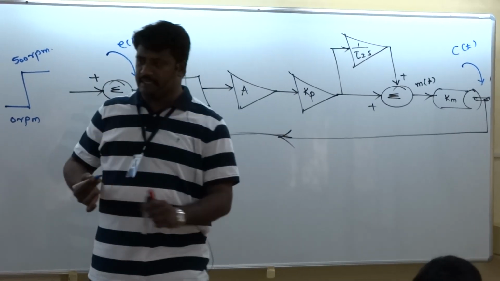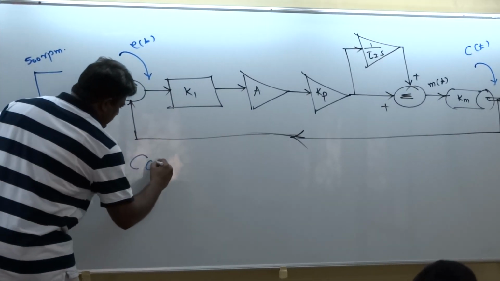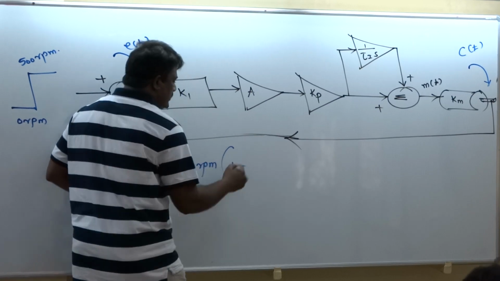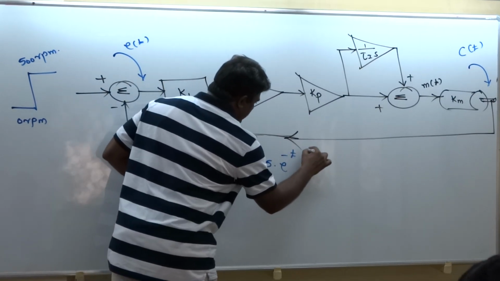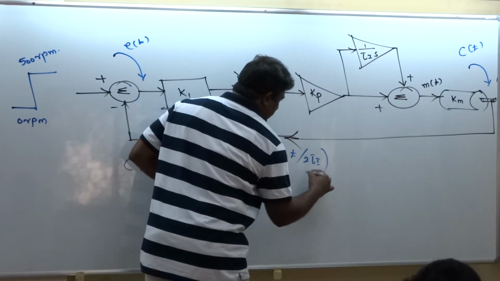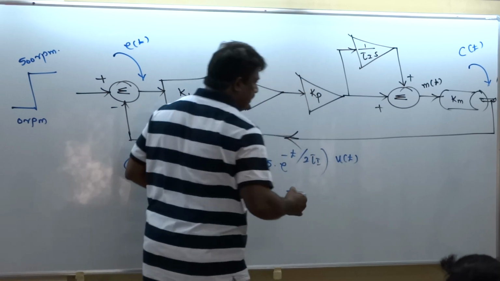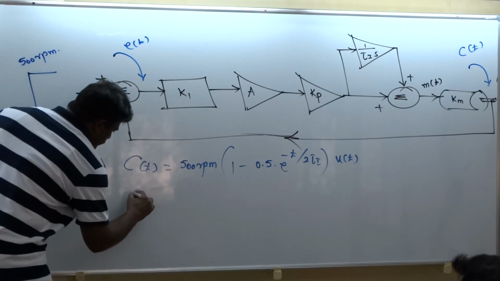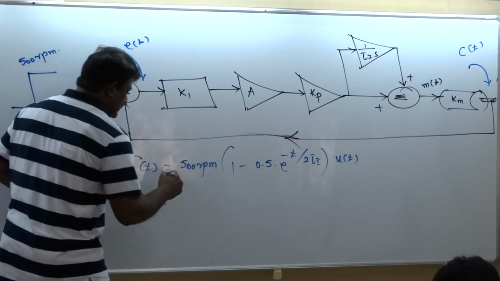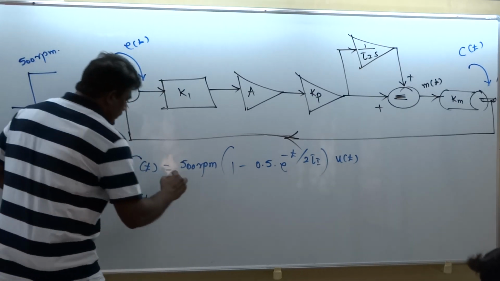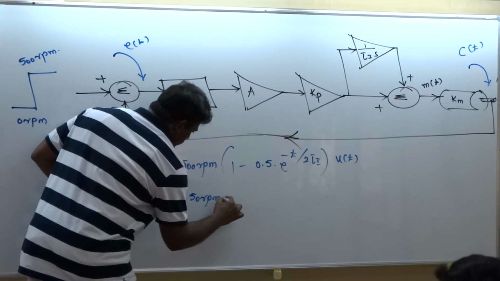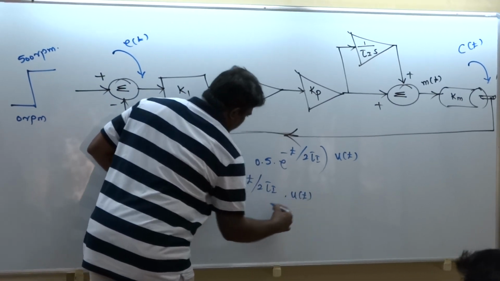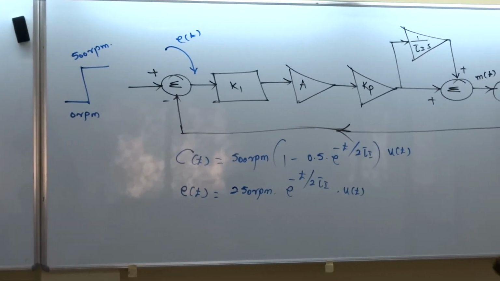Okay, now for the response of the DC motor, we have evaluated C of T as 500 RPM into 1 minus 0.5 times e to the power of minus t by 2 tau I into u of T. That's our C of T. And then we have reduced the error signal E of T, that is 250 RPM into e power minus t by 2 tau I into u of T. Right? Two important signals with respect to the PI controller.